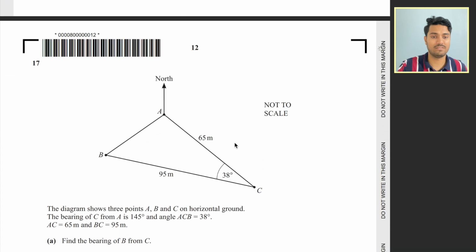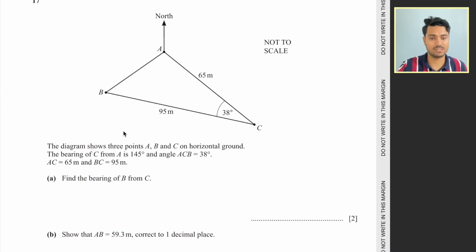Let's move on to question number 17 now. We have a diagram. It says the diagram shows the 3 points A, B, and C on horizontal ground. The bearing of C from A is 145 degrees. The angle ACB is 38 degrees. AC is 65 meters, already marked. BC is 95 meters, that is already marked. It says find the bearing of B from C. We have to find the bearing of B from C.